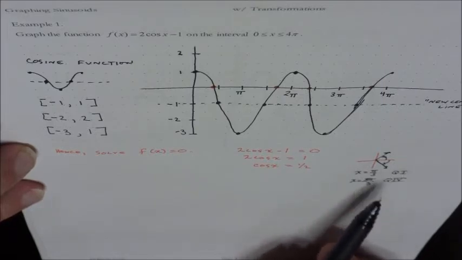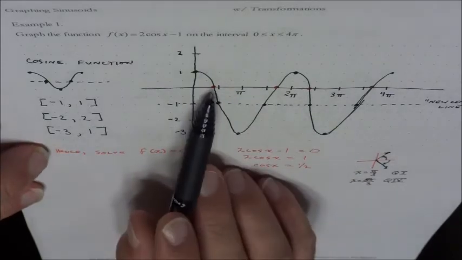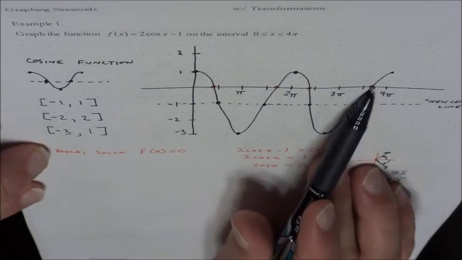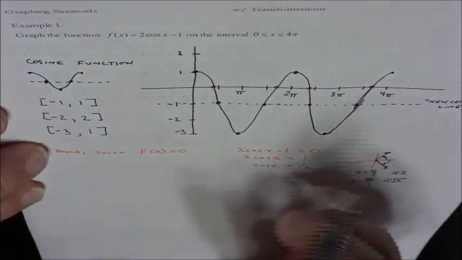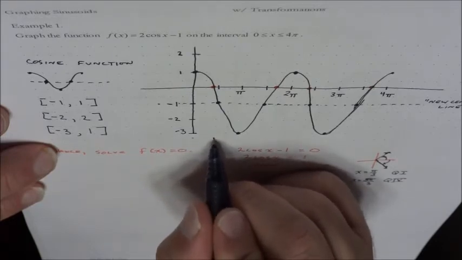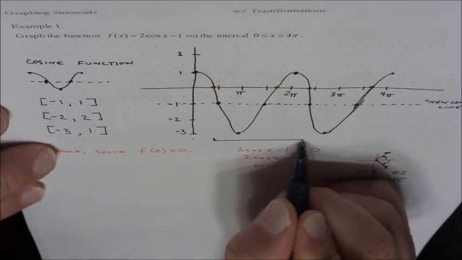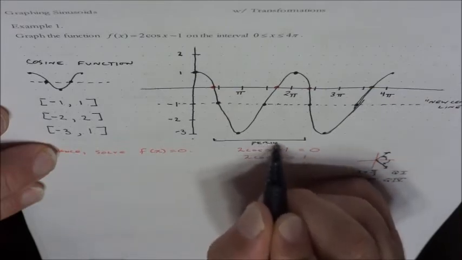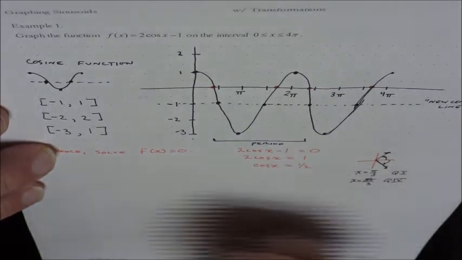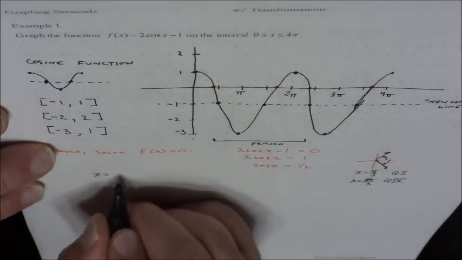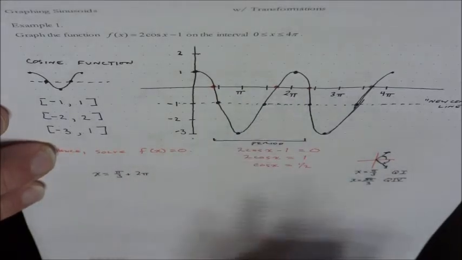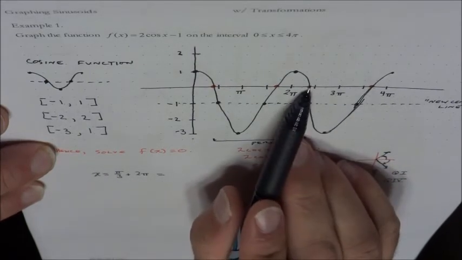I have my quadrant 1, quadrant 4, which relate to this solution and that solution. But if I look on here, I have 2 more solutions. How do I find these other solutions? We have to understand that the distance from there to there, the time that it takes to repeat, is our period. So if I take x equals pi over 3 and I add the period, which in this case is 2 pi, then that's going to give me my next solution.